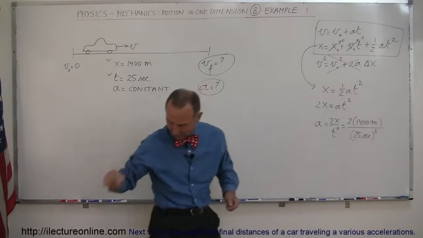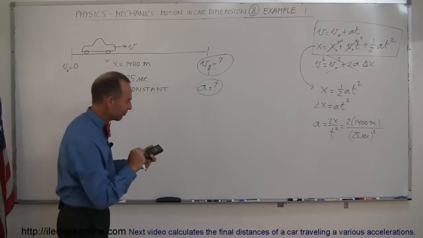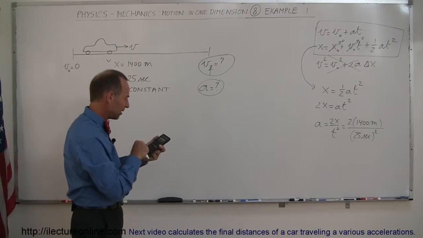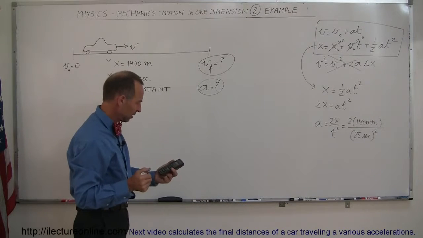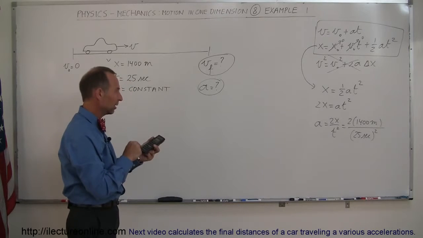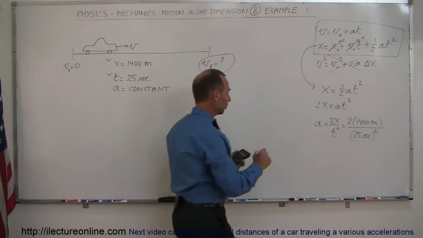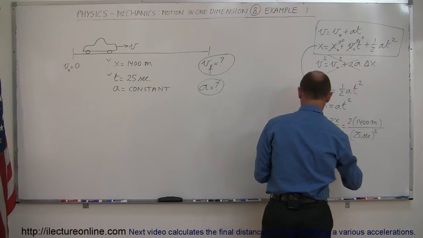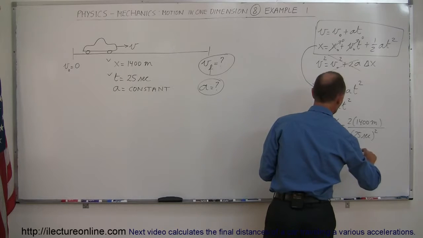All right, now I need to find my calculator. Here it is. Never have your calculator too far away. So that's 2,800 divided by 25 squared equals, and let's do that again. 2,800 divided by 625 equals, yep. So the acceleration is equal to 4.48 meters per second squared.